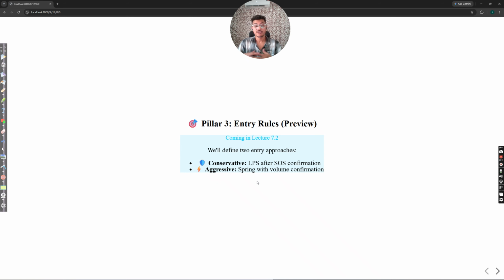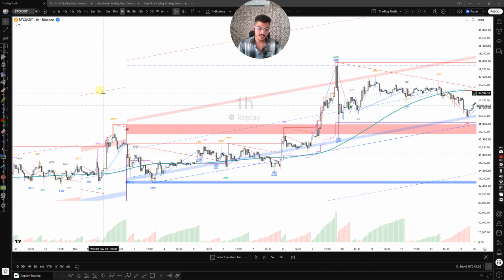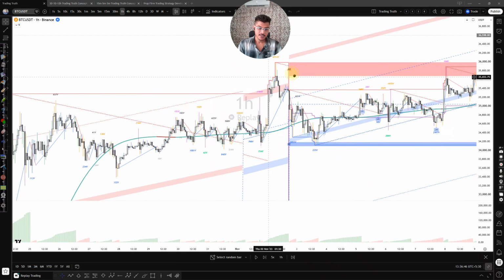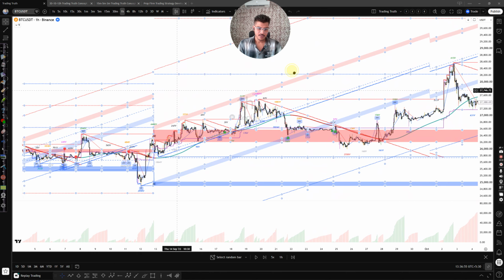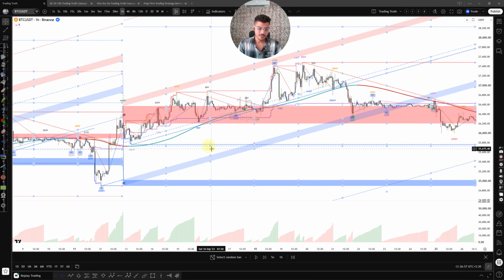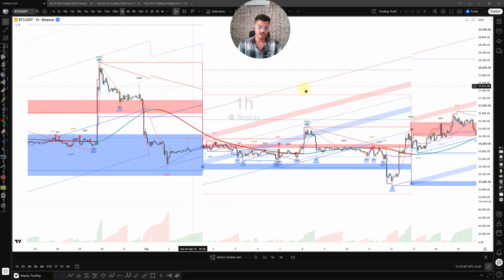Another entry approach is your aggressive one, which is a spring trade with volume confirmation. So if I find a spring trade, let me see if I can find it. It's like a backing up action trade there. There, you see, this is your spring, and we're going to be dissecting how we can take this trade or not.